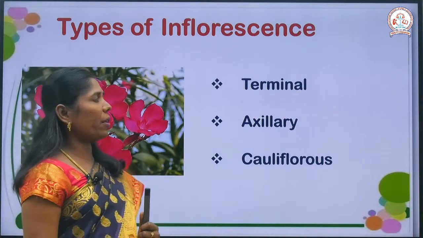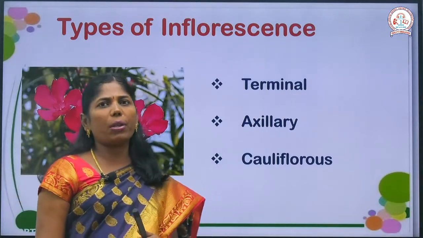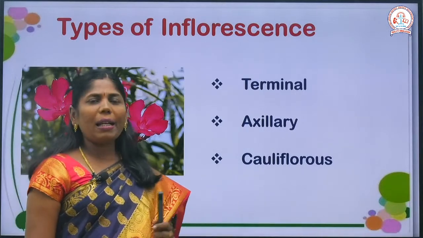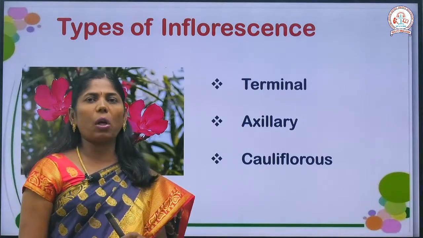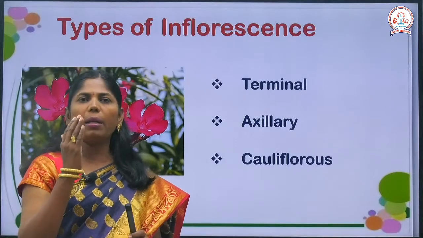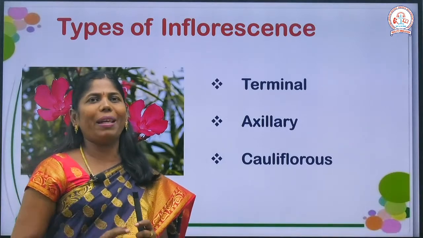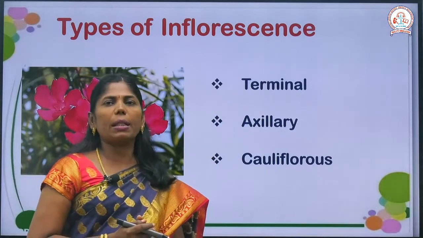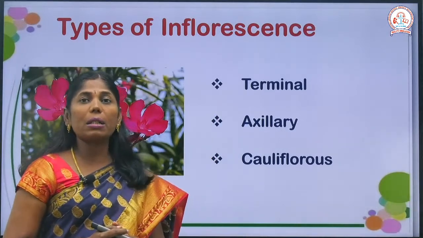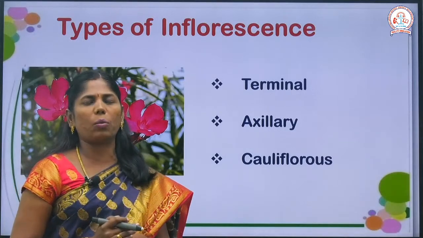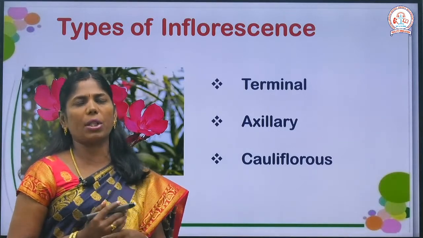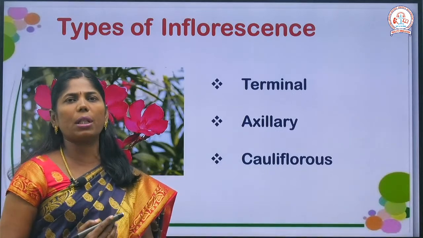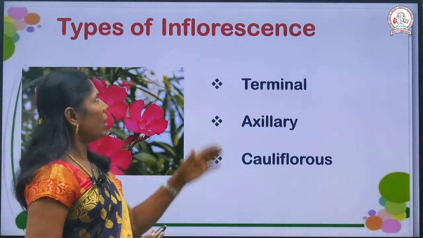So, what are the types of inflorescence? There is terminal inflorescence, axillary inflorescence, and another one, cauliflorous. Cauliflorous means flowers are arranged on the main branches or the main trunk. So, what is a terminal inflorescence? Terminal inflorescence means the flowers are arranged on the terminal region of the shoot system. What is a terminal region? That is the apex region. It consists of a flower in the terminal region. So, that is your terminal inflorescence.